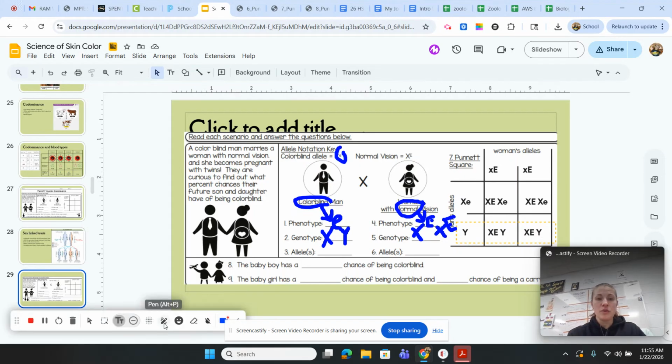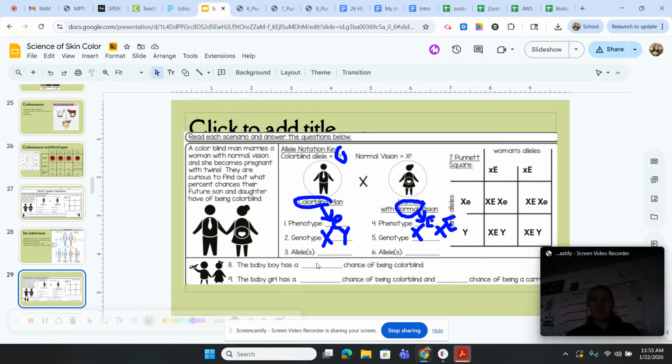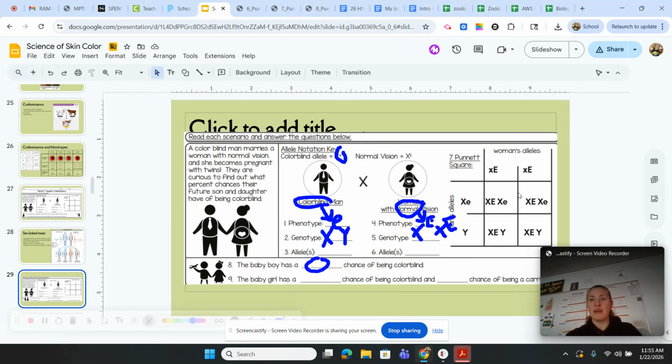So if we're looking at these chances, the bottom are boys. So what is the chance that a baby boy is colorblind? That is going to be a 0% chance. The lights just went off in my room. Okay, and a baby girl is going to have a 0% chance of being colorblind and a 50% chance of being a carrier, because both of these are being a carrier.